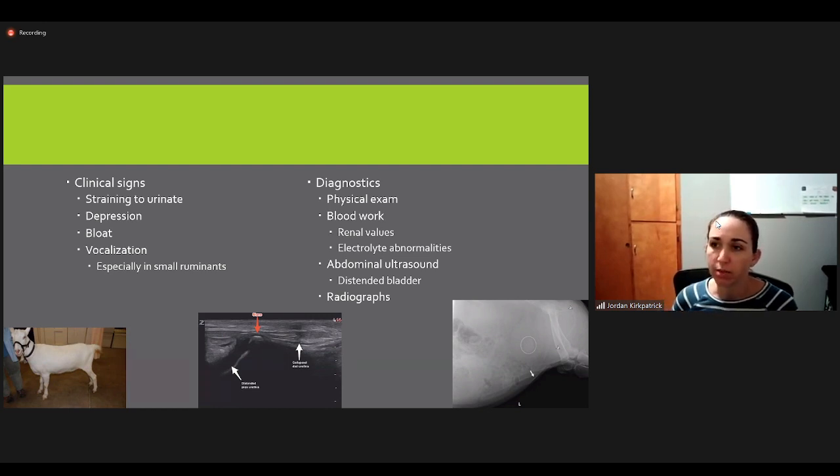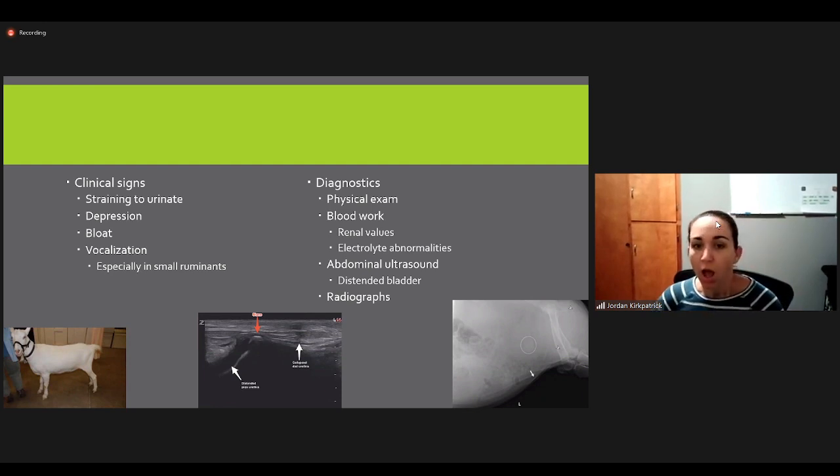Abdominal ultrasound is the main diagnostic tool that I use, looking for a distended bladder. The bladder is usually going to be 8 to 10 centimeters. In this ultrasound image, they're actually able to identify the urinary stone. I've honestly never been successful finding one on ultrasound because usually for the goats, it's in the urethral process, so that's not an area that's easy to ultrasound. So the main thing I look for is a big distended bladder or a fluid-filled abdomen if their bladder has ruptured.